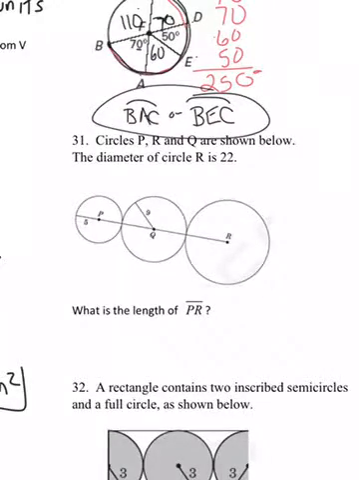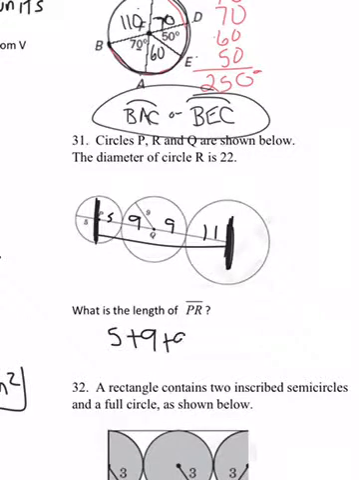31, the circles P, R, and Q are shown below. The diameter of circle R is 22. So if the diameter is 22, the radius is 11. What is the length of PR? A lot of people mess up because they add that extra 5 in there. It's from P to R, right? From one point to the other, so you're only adding those four numbers. 5 plus 9 plus 9 plus 11. And so 18 plus 11 plus 5 is 34.